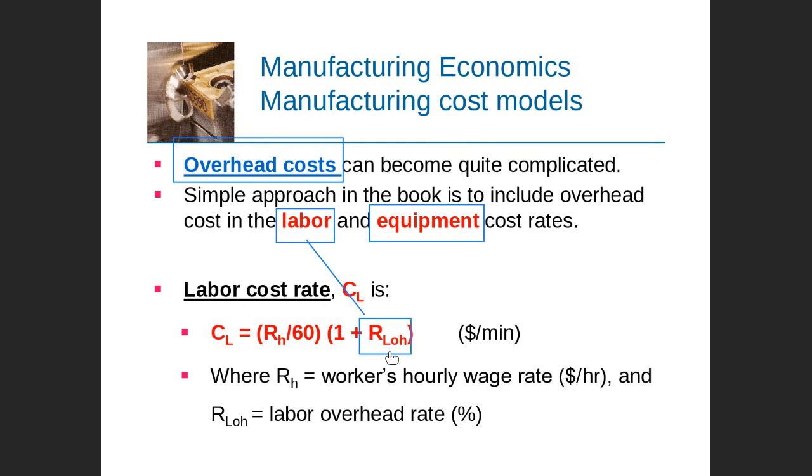So the overhead cost in the labor, we're going to add as RLOH. This is the part before, if you remember, the CL, RH divided by 60. We added the overhead rate as a percentage of the salary. For example, if you put RLOH, the overhead rate, as 0.5, meaning 50%, then it becomes 1.5. Then this salary is multiplied by 1.5 as a percentage. So this is a way to add it.